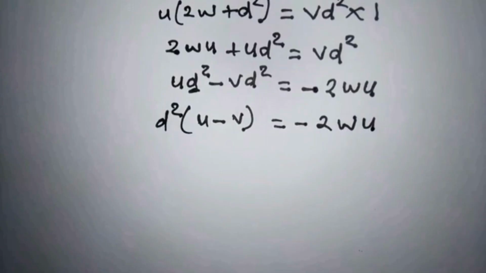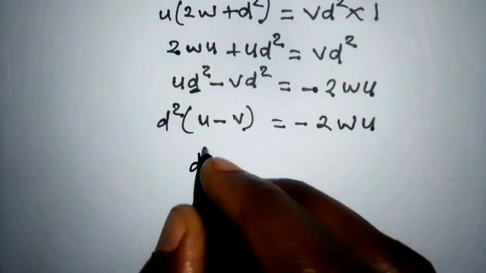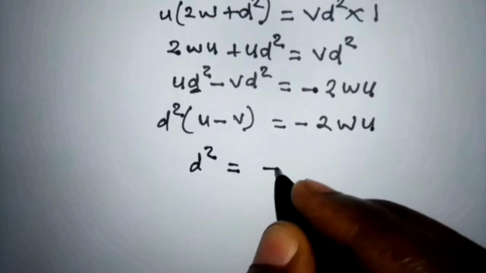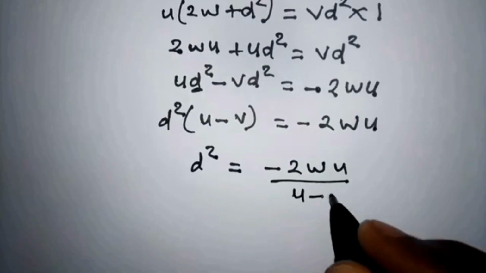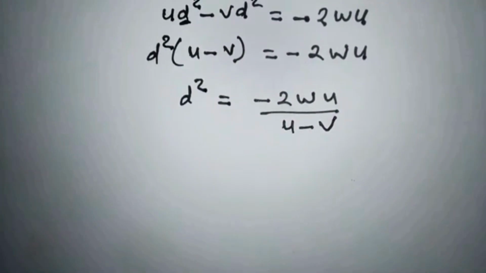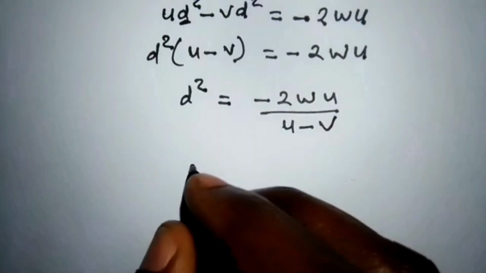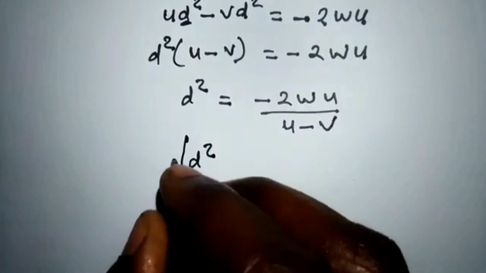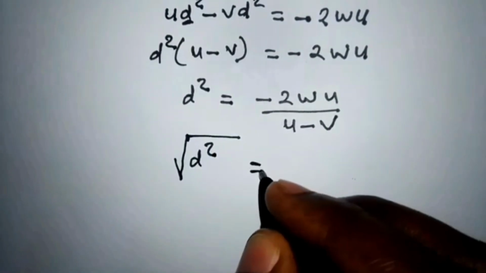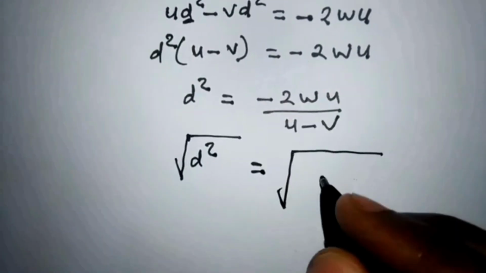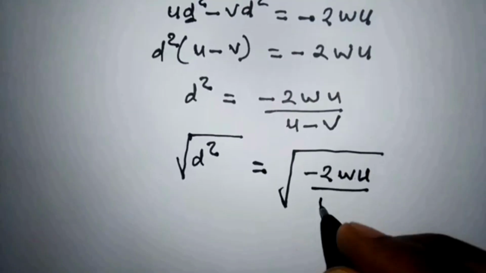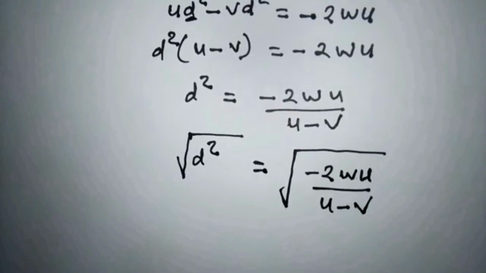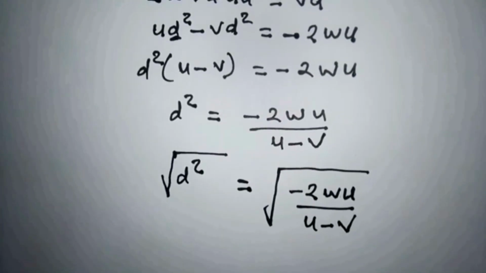Dividing both sides by U minus V, we have D squared equals negative 2W U over U minus V. Taking the square roots of both sides, we have square root of D squared equals square root of negative 2W U over U minus V. We can cancel the square root sign on the left hand side.